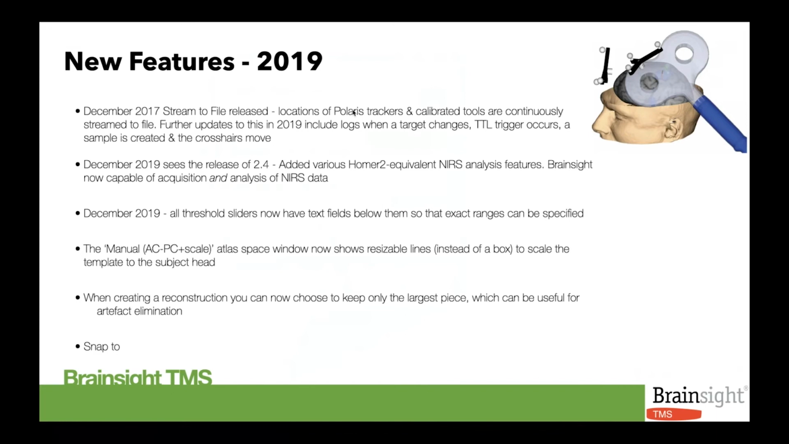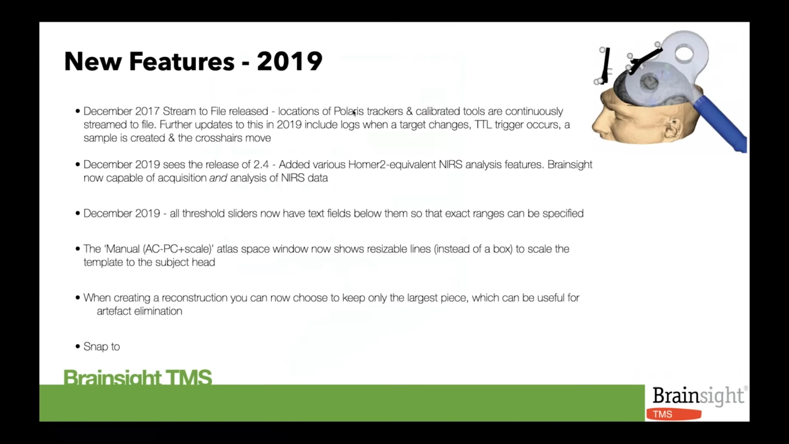Any sliders that you see in Brainsight, be it for moving the image around or for adjusting the thresholds of anything, all of those sliders now have text boxes, so you can type in the exact amount that you like, instead of having to slide and get there kind of on a mouse wheel or anything like that.